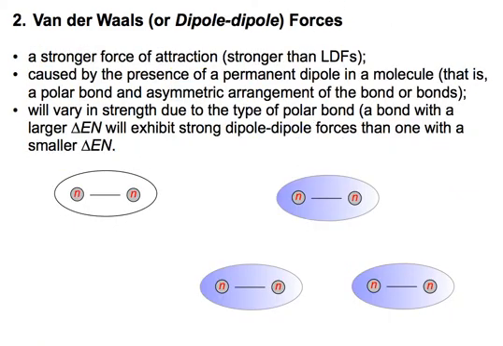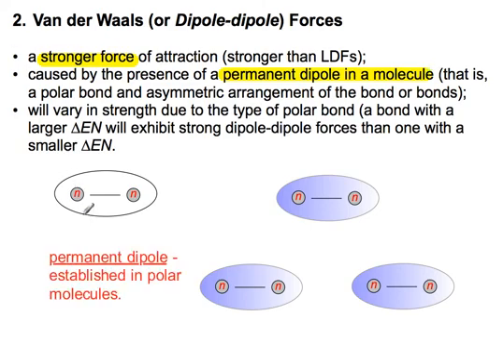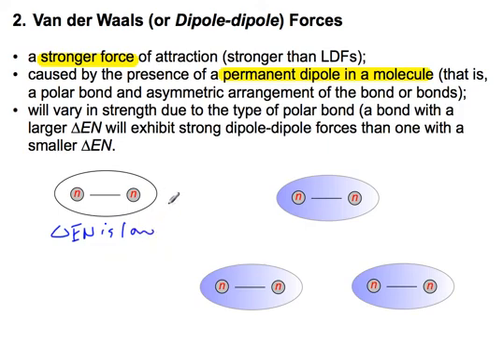A little simpler to look at are van der Waals forces, or dipole-dipole forces. So they're a little stronger than LDFs for sure, and they're caused by the presence of a permanent dipole in a molecule. And let me explain what that is. So what I have down here is a molecule where the delta EN is low.